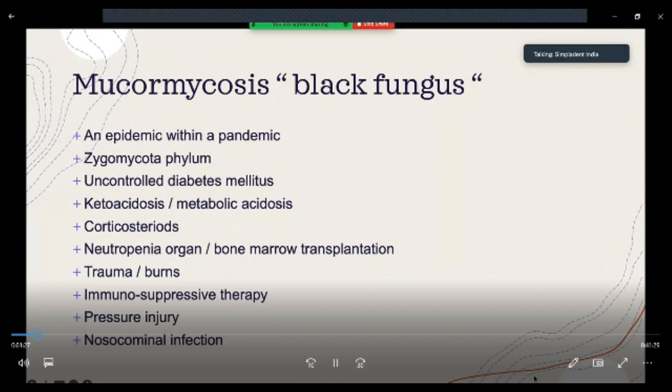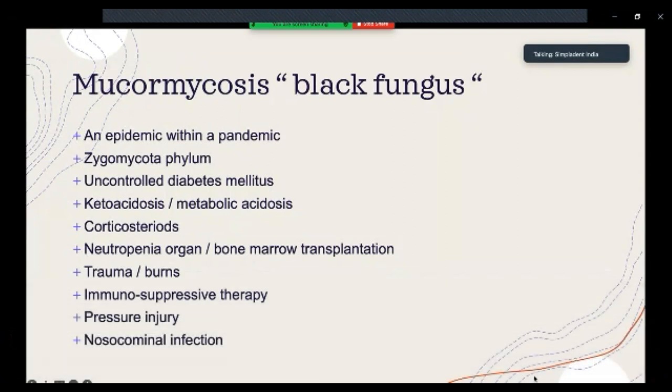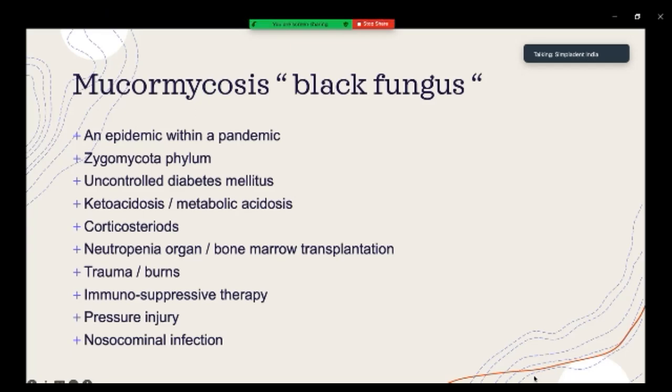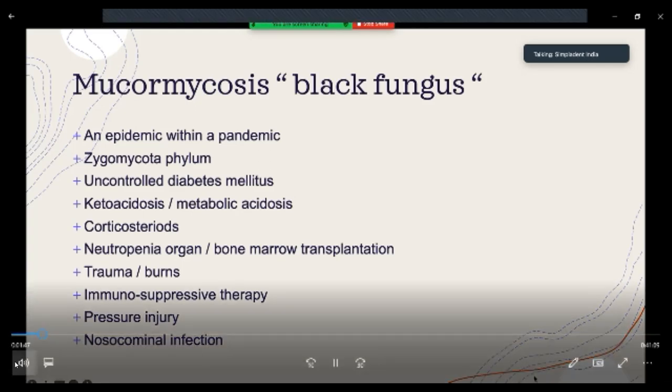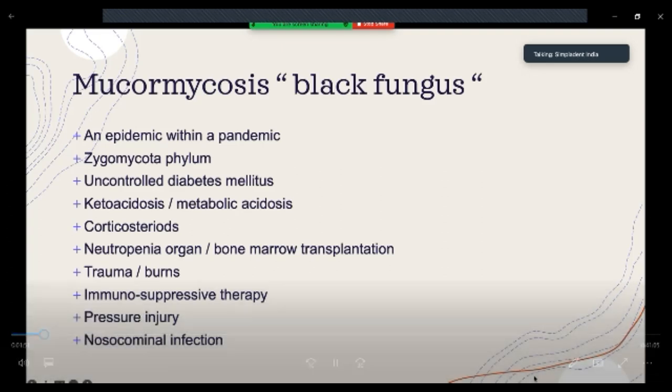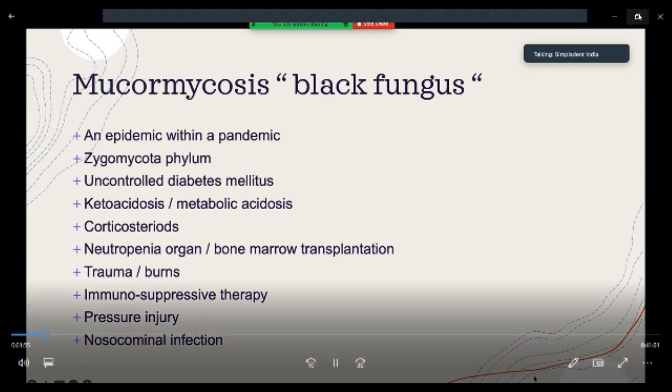Because of that, ketoacidosis will be there. And injudicious use of corticosteroids when patients came with COVID-19 and respiratory distress is another factor. Of course, if the patient has neutropenia or has undergone bone marrow transplantation, there's a greater chance of mucormycosis. Trauma, burns, immunosuppressive therapy and pressure injury are also factors. What is the pressure injury?